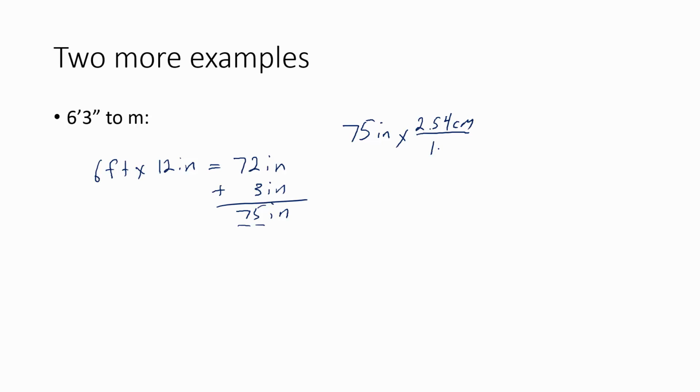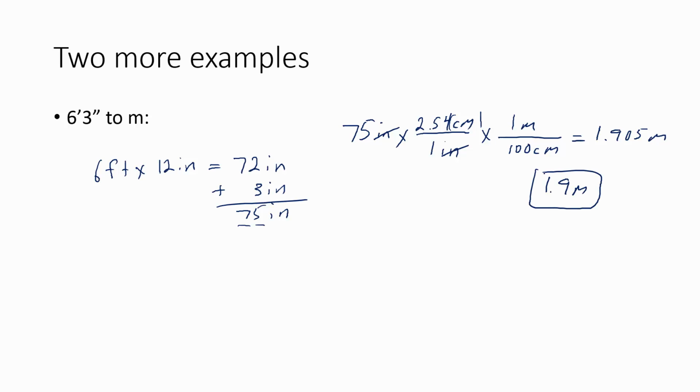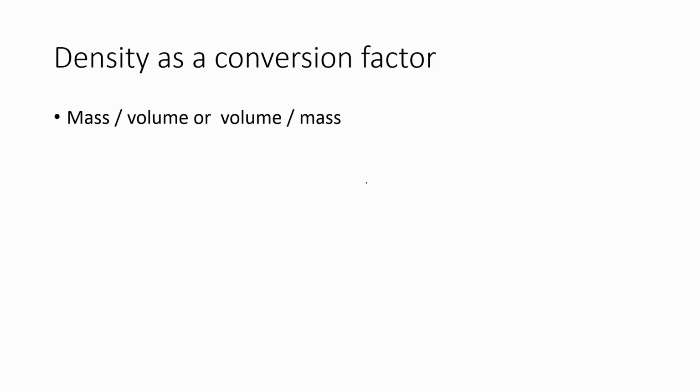2.54 centimeters for every 1 inch. And I'm just going to keep going with this. I know I'm in centimeters at this point because inches have canceled out. So I'm just going to say that there's 1 meter for every 100 centimeters and see what I get. So 75 times 2.54, and then divide that answer by 100, and I get 1.905 meters, or to 2 significant digits, 1.9 meters.